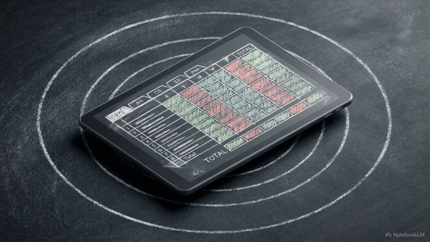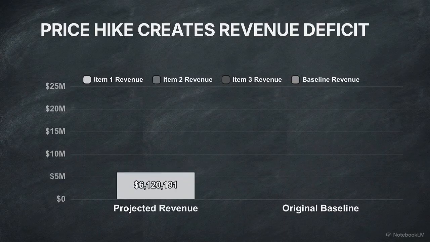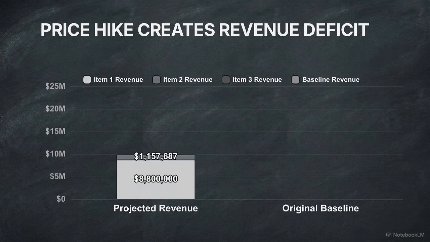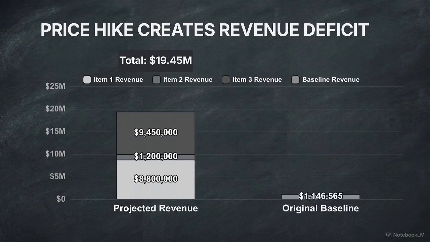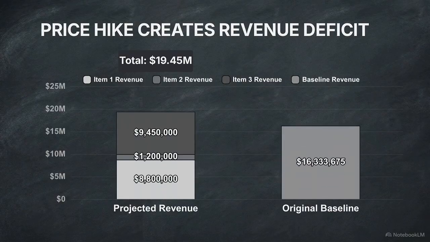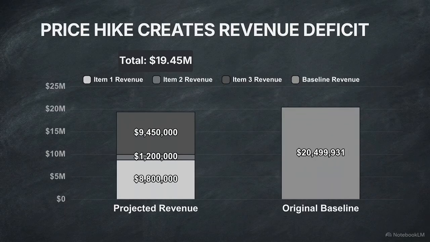With the cascading effects calculated across the entire portfolio, we can synthesize the adjusted budget. We stack the adjusted revenue outputs for all 3 items, $8,800,000, $1,200,000, and $9,450,000. Adding them together provides the company's newly projected total sales revenue, $19,450,000. We compare this new figure directly against the original, pre-hike baseline of $20,500,000.